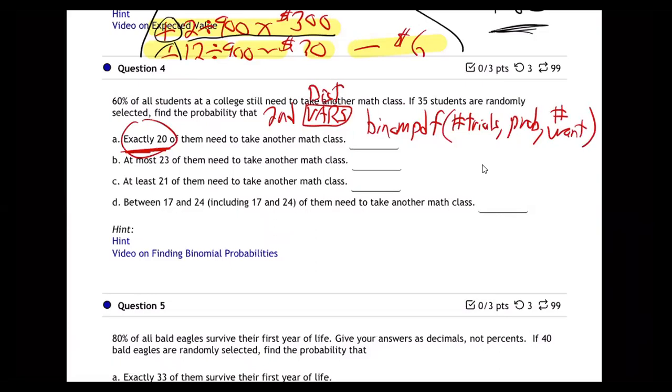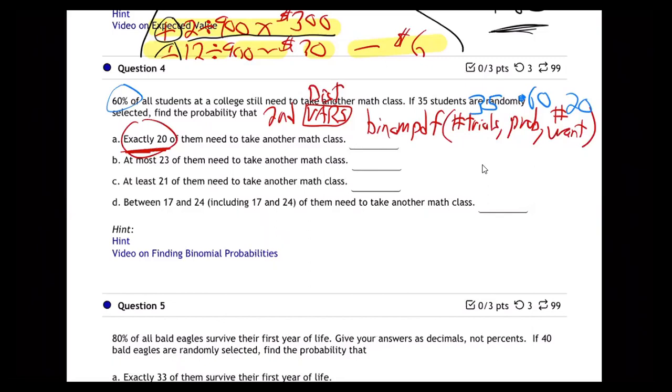So what are the number of trials? 35, because there's 35 students. You're trying to find out 35 times who needs another math class. You're trying it 35 times. 35 students are being asked, do you need another math class? What's the probability each time? That's the 60%. So you put in 0.60, and the number you want is 20. You're hoping to get exactly 20. So that's what you put into your calculator.